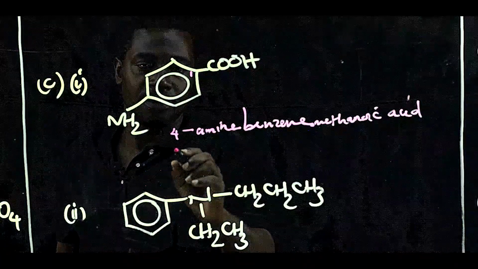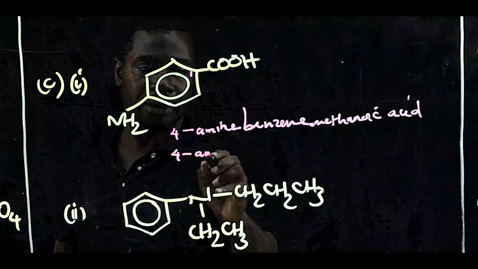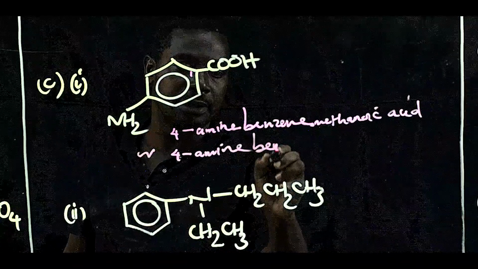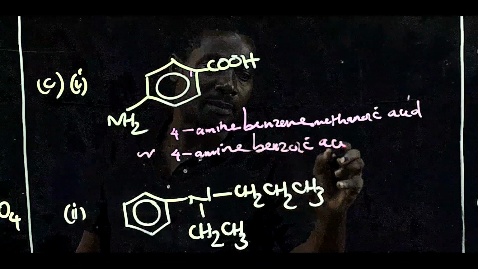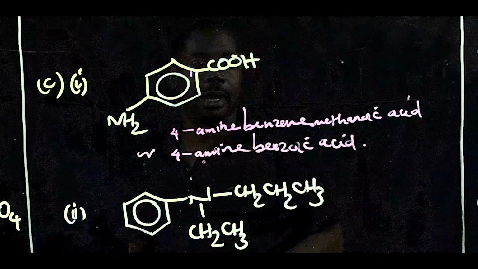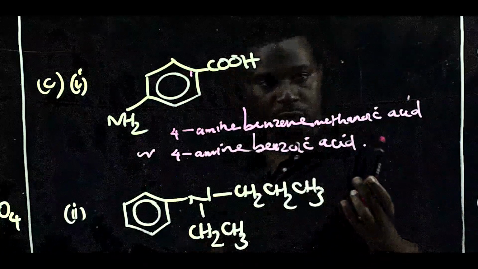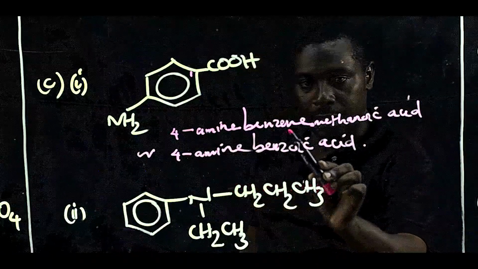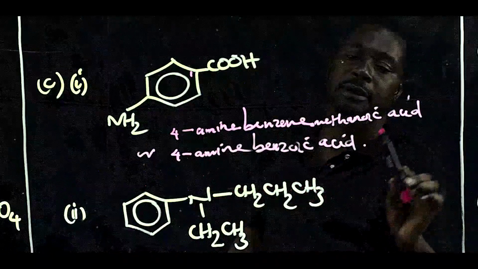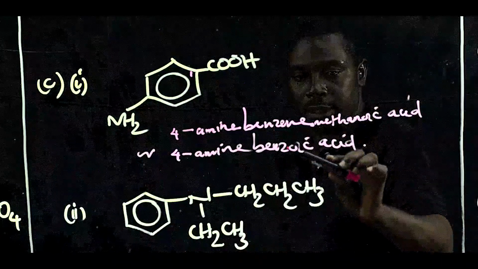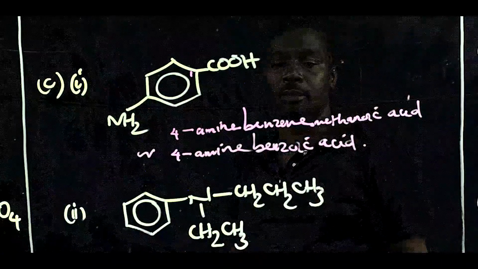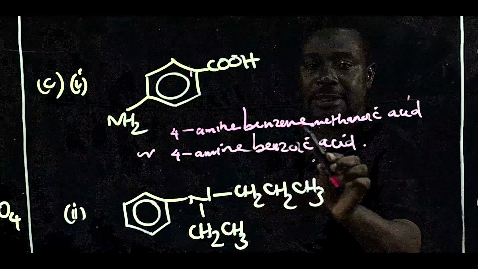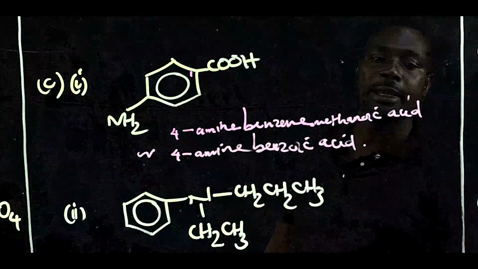Or 4-aminobenzoic acid. But according to the IUPAC system of naming, you are supposed to name by using the first one rather than the second one. This is a common name, not the IUPAC name. So we are supposed to name it by using 4-amino benzene methanoic acid.